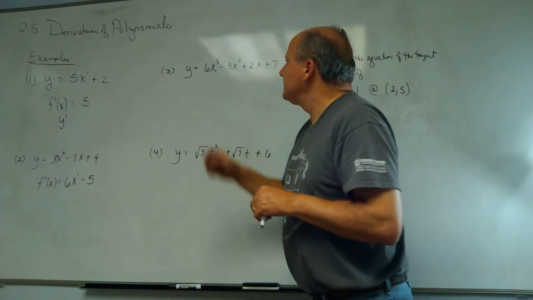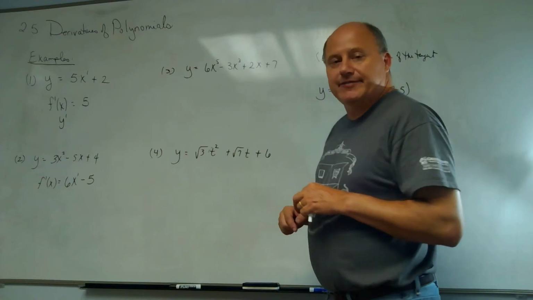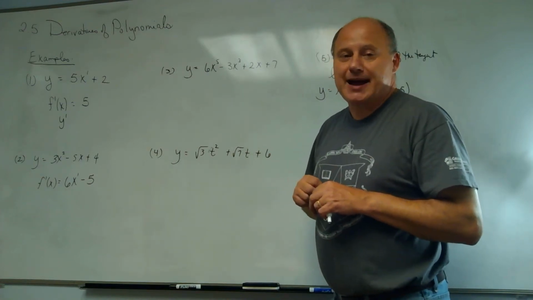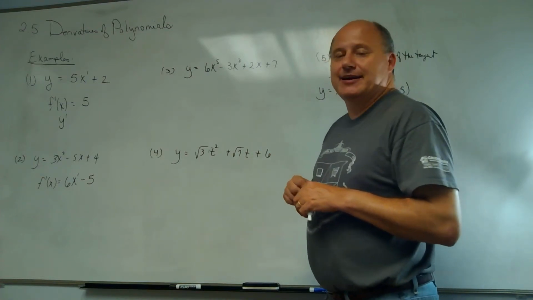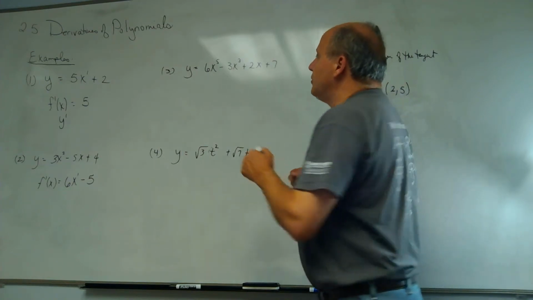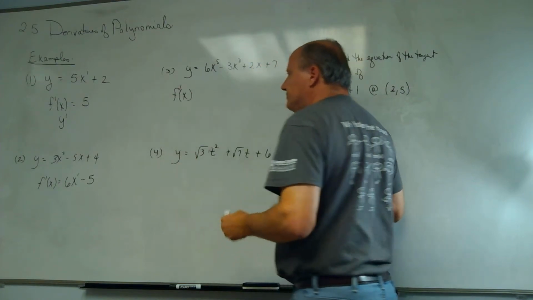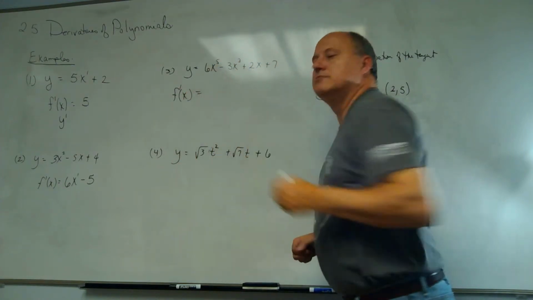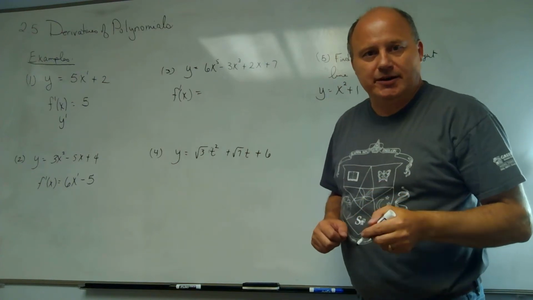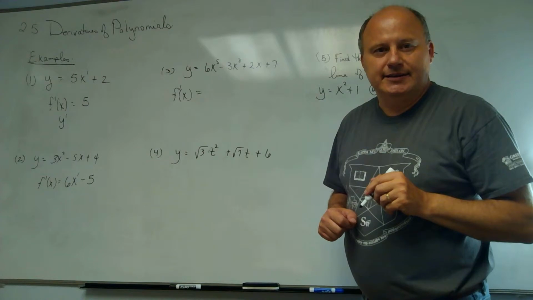The next one, y equals 6x to the 5th minus 3x cubed plus 2x plus 7. It's got 4 terms. So as you can imagine, if you were going to find the derivative by the definition, it would take you quite a while. So f prime of x, which is the derivative, equals. Now again, this would be a good time to pause it to see if you can get it yourself. So pause it now.